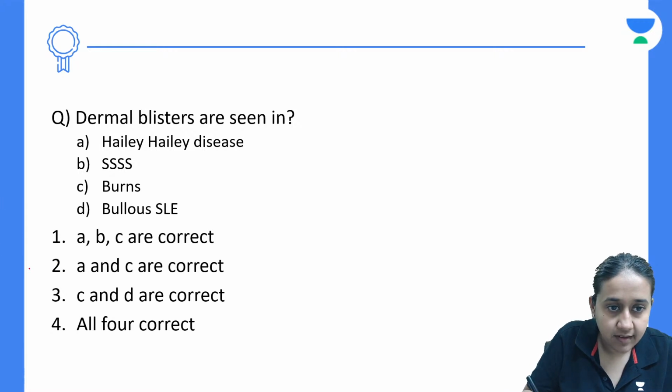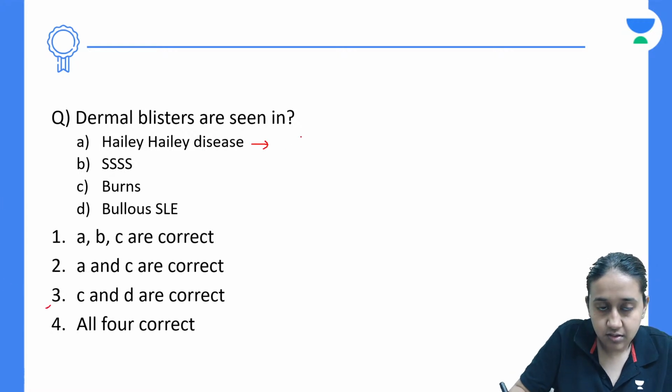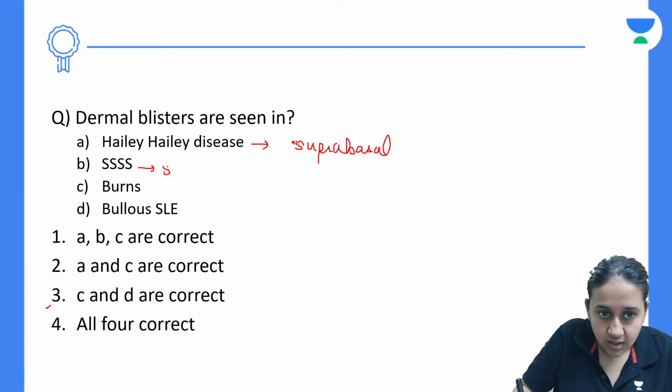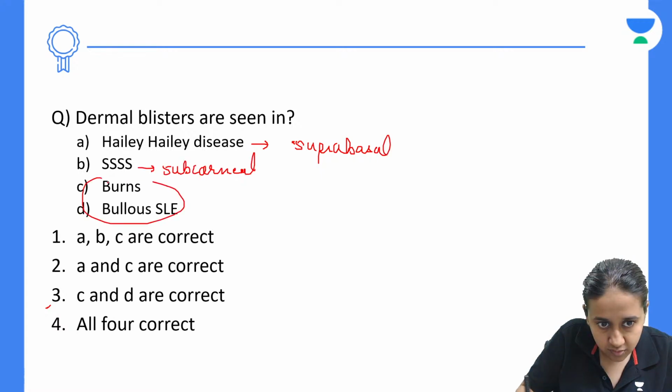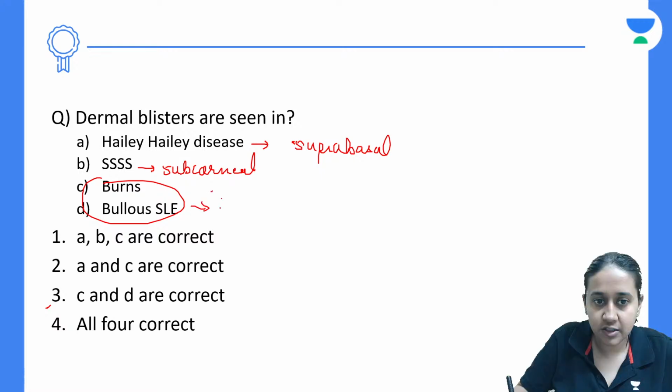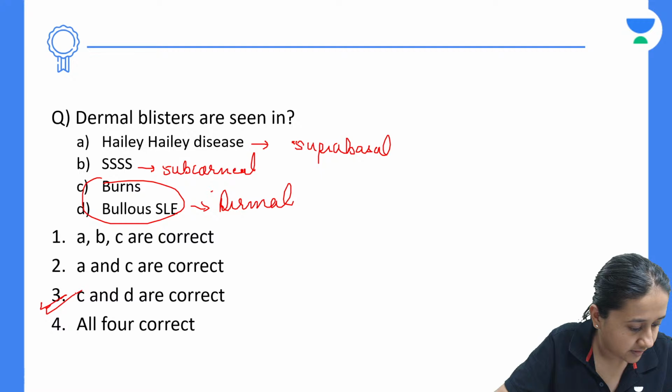Very nice. We have just now read Hailey-Hailey, which is a blister at the level of basal or suprabasal, which is intraepidermal. Here you have subcorneal. But these two you will have dermal split. So C and D is the correct answer. Very nice.